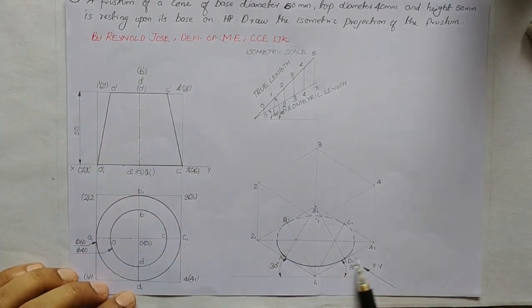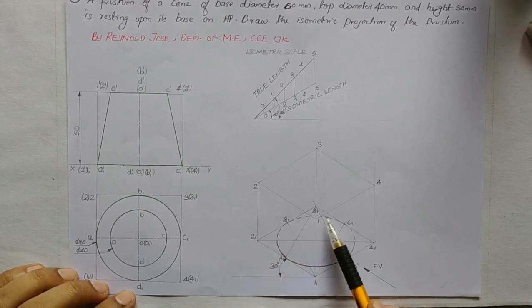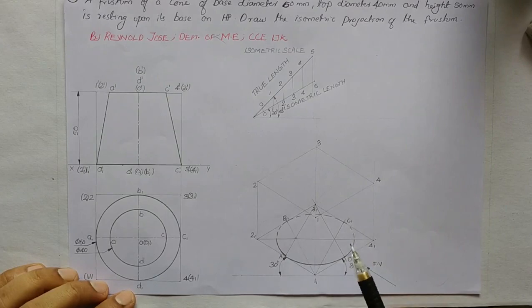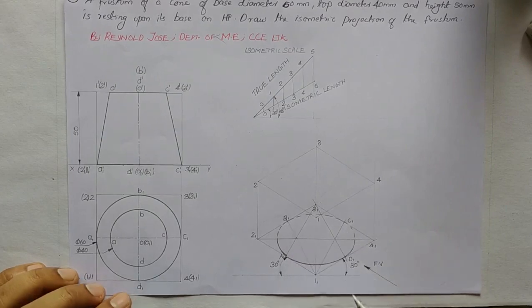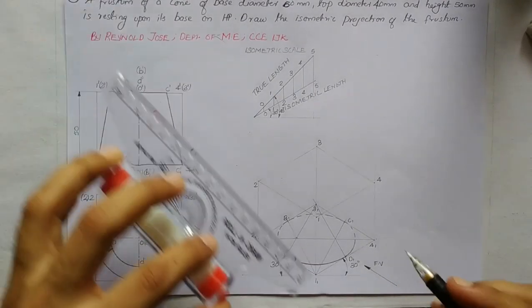Along this base, half of the circle will be visible and half will be invisible. So this half we have to draw using a dashed thick line. We shall draw 2 axes of symmetry also along the base.